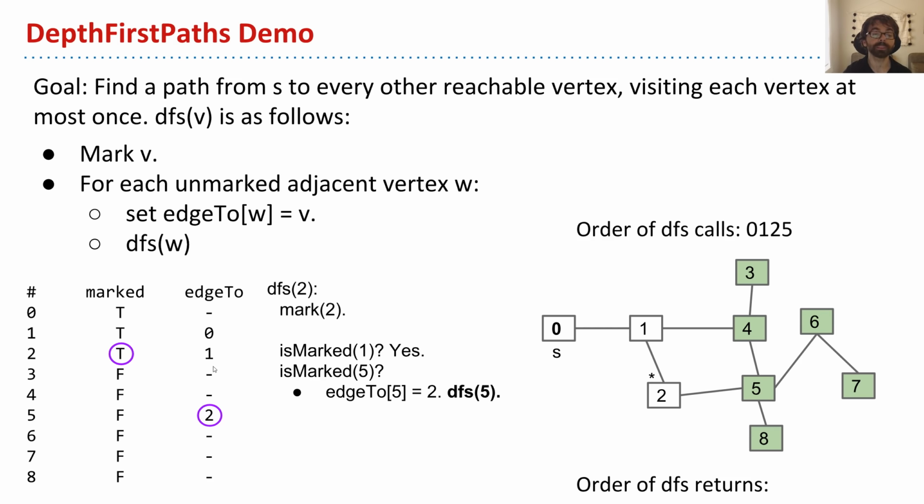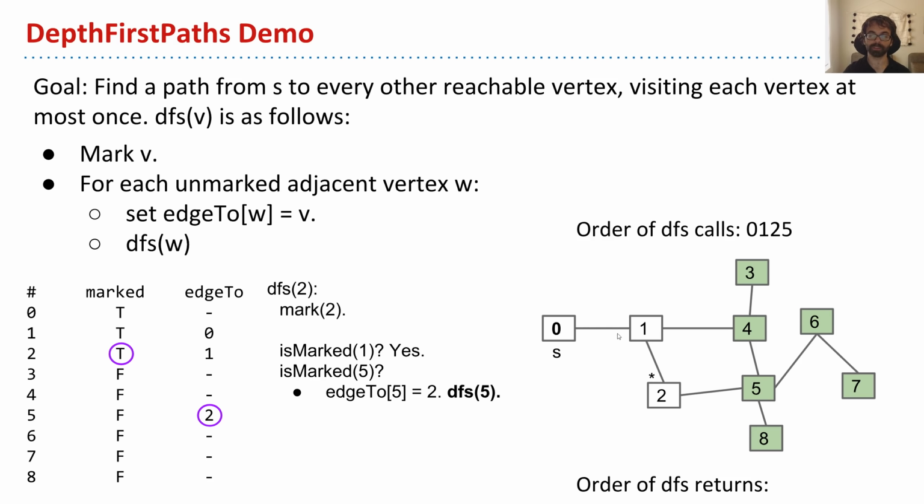Now let's reflect on what this edge to array is doing for us. It's actually a pretty clever idea. So you ask yourself, how do you get to 5? Well, you get there from 2. Well, how do you get to 2? You get there from 1. How do you get to 1? You just get there from 0. And so there, we've stored a path implicitly from 0 to 5 through each of these edge to links. I think it's pretty cute.